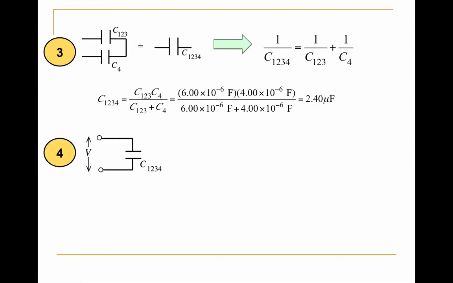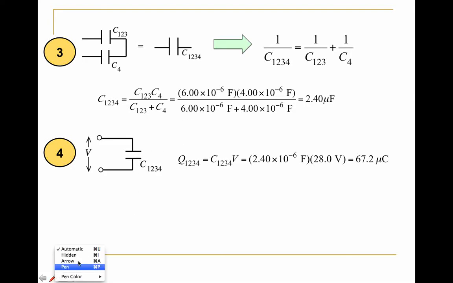So the equivalent capacitor is equal to, that means what? That means Q is equal to CV. This V is 28 volts, right? So from here I can find the total Q, which is equal to C total multiplied by V, which is 2.4 multiplied by 28. That gives me 67 microcoulombs. That's the total charge on the combination.